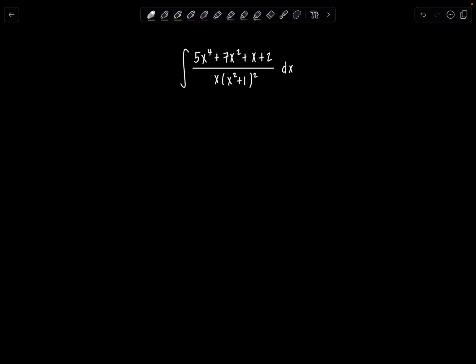It's been a while since we did a rational function, so I thought it was high time. We have the indefinite integral of 5x to the fourth plus 7x squared plus x plus 2 over x times (x squared plus 1) quantity squared.